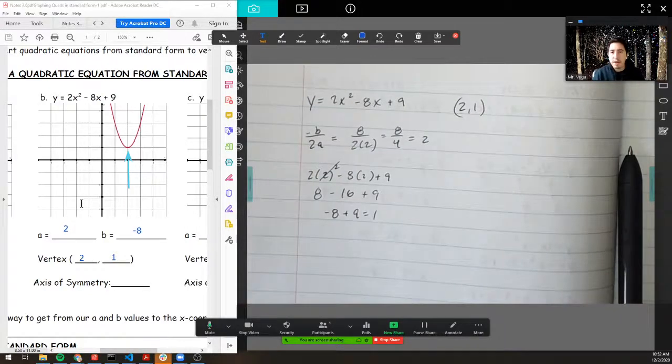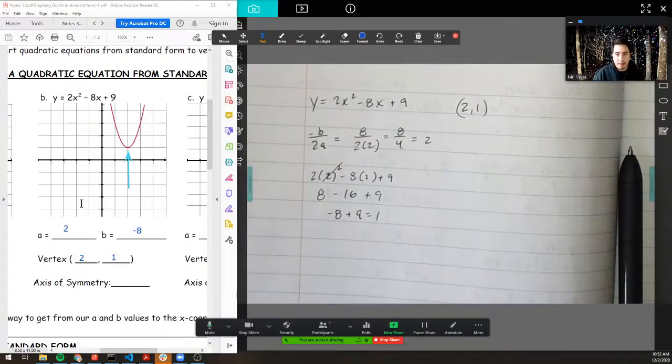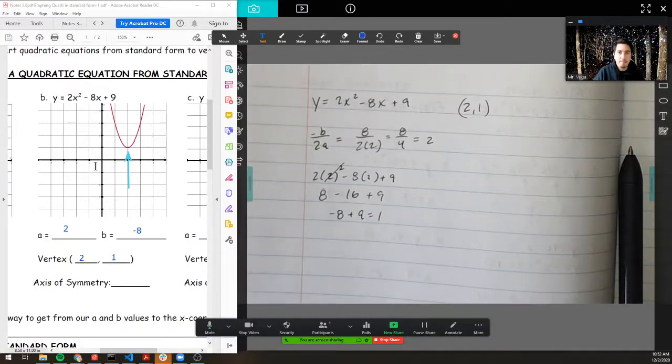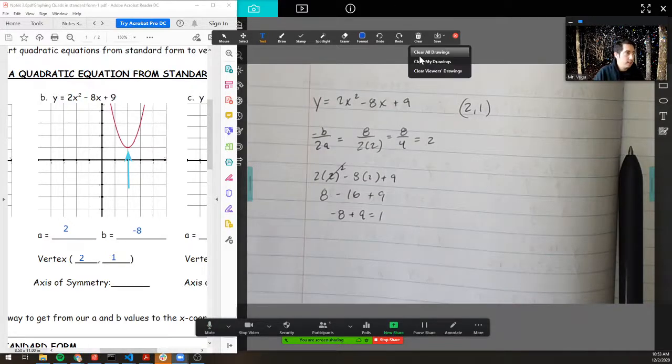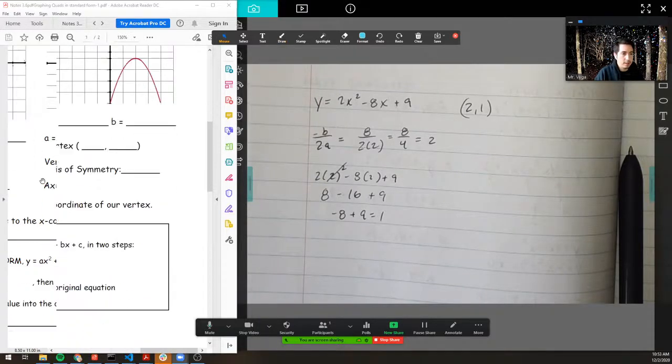If it's already graphed for you, you don't really have to do the -b over 2a part. You can just look at a graph. But both ways reflect each other. So two different ways to do the same thing. All right, and then C is the same thing. You can see the vertex right away. Vertex is at 2, -1, right there. So that's pretty easy to solve. So let's press on.